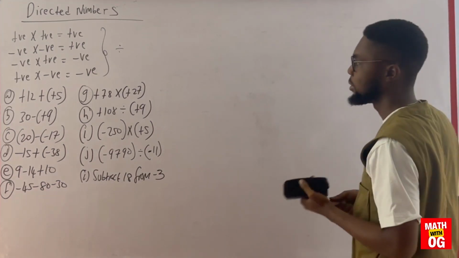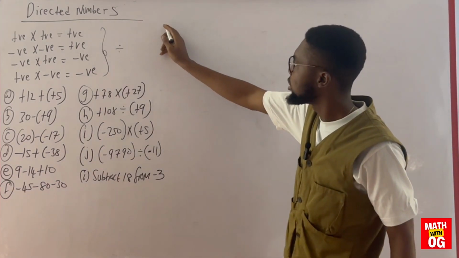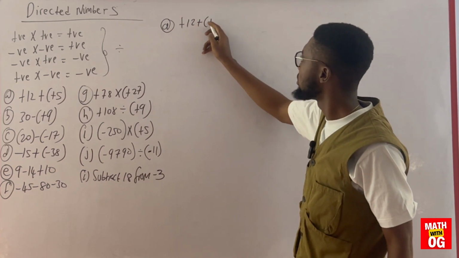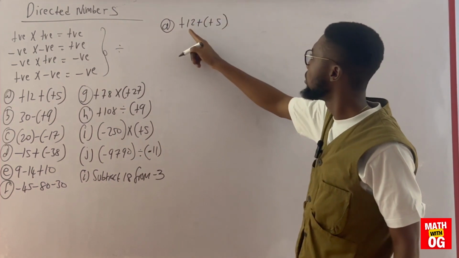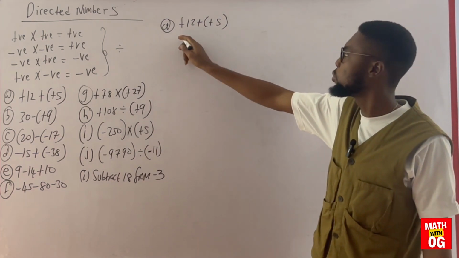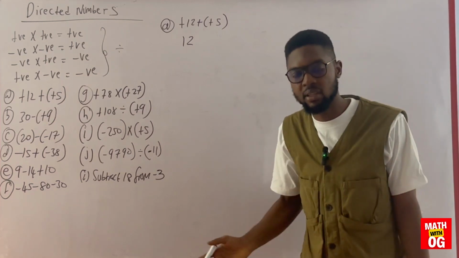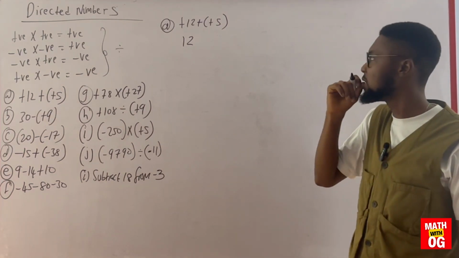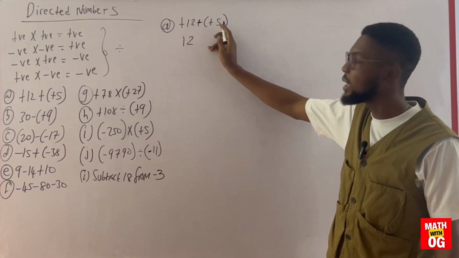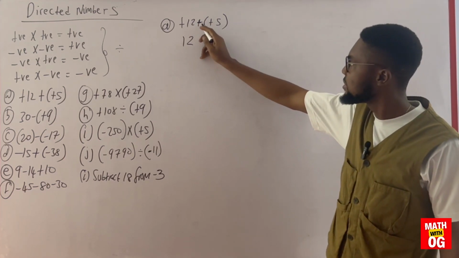Starting with A, 12 plus 5. So we have plus 12 plus 5. I've told you before, whenever you see a positive 12, it means that it's just 12. There's no need to add the positive sign there. But if it's negative, you can leave it there. So this is simply plus 1 multiplying plus 5. So there's an invisible 1 here.